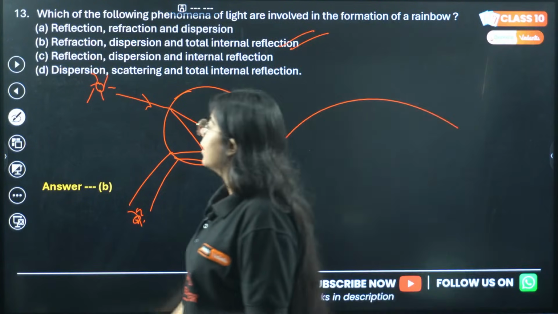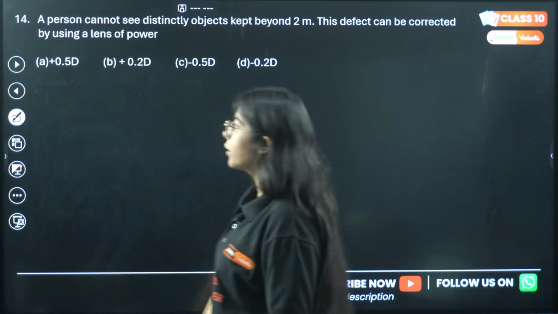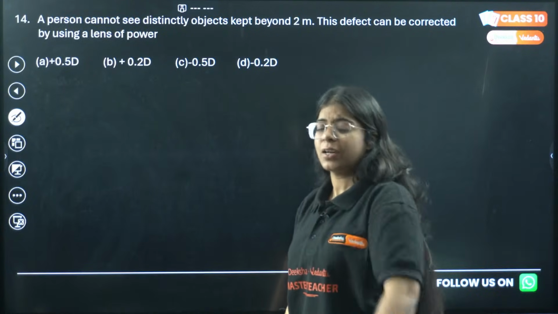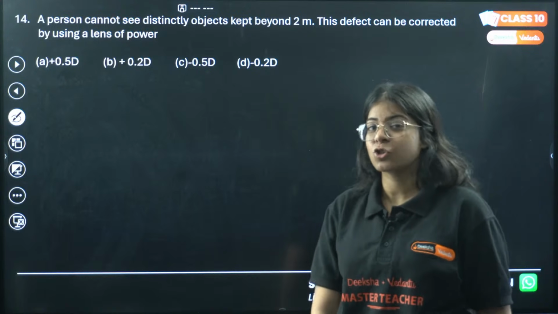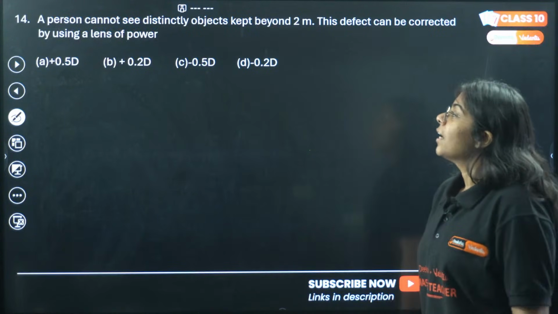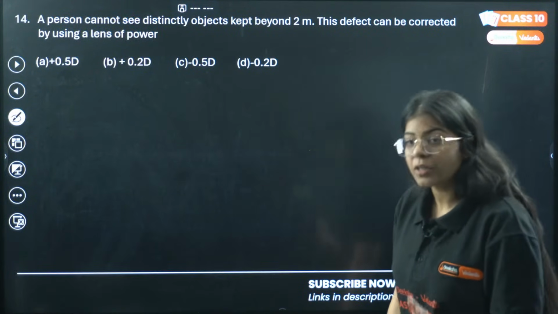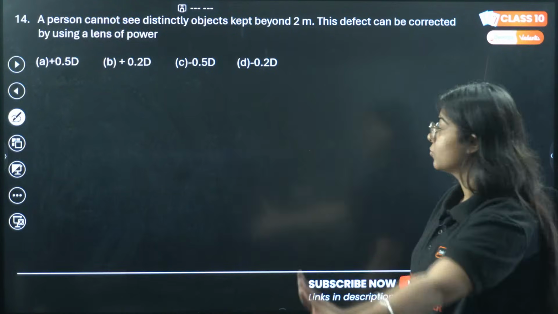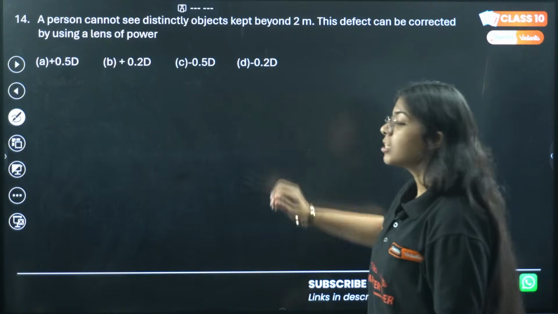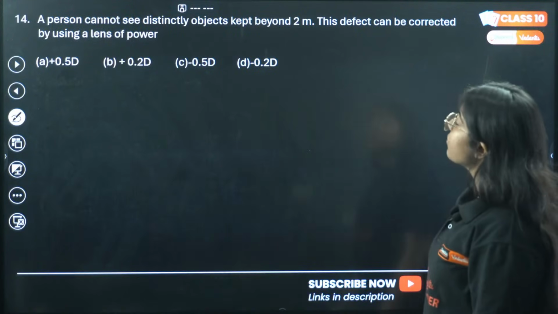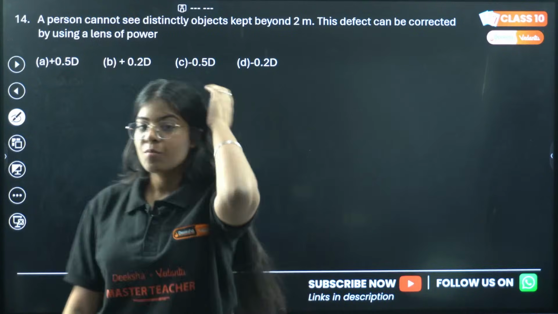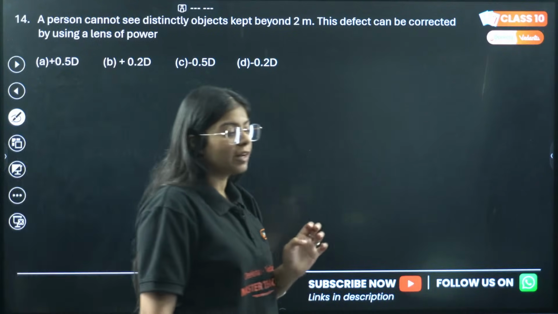Okay, let's move on to the next question. Question 14 requires a bit of calculation and brain. I know you all have lots of brain, you are answering super good today. Okay, a person cannot see distinctly objects kept beyond 2 meter. The person cannot see beyond 2 meter. This defect can be corrected by using a lens of power 0.5, 0.2, minus 0.5, minus 0.2.